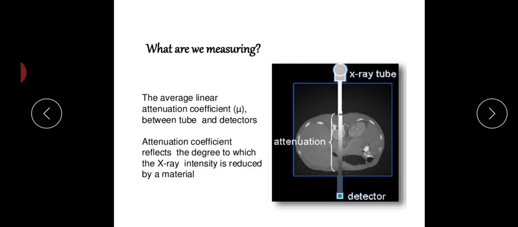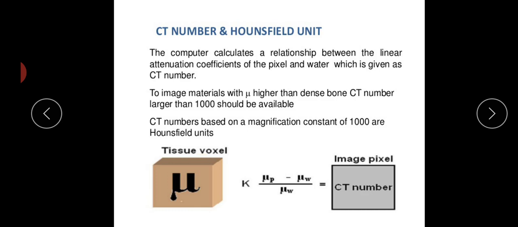What are we exactly measuring? The average linear attenuation coefficient between the tube and detectors. Attenuation coefficient reflects the degree to which the X-ray intensity is reduced by the material. Now let us talk about the CT number. The computer calculates a relationship between the linear attenuation coefficient of the pixel and water, which is given as the CT number. To image materials with mu higher than dense bone, CT numbers larger than 1000 should be available.